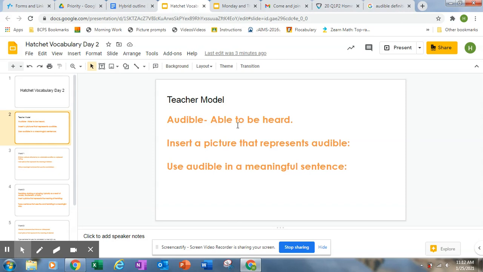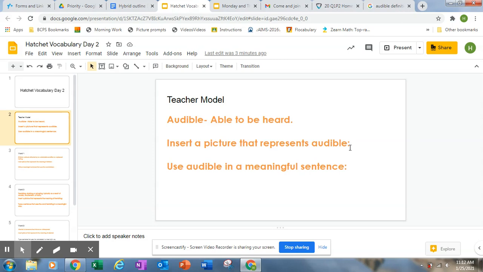So for my teacher model, I'm going to be using the word audible, and yesterday I figured out what the meaning of audible was and wrote my own definition. So audible means able to be heard. Now today, I'm going to use this definition and the word to create a meaningful sentence and to use a picture that represents the word audible.